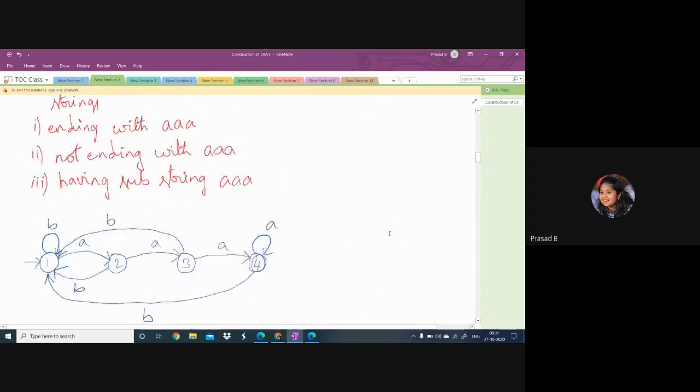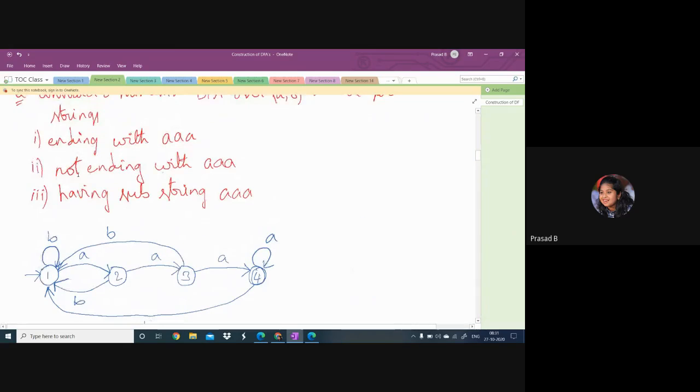Now, what is the difference between the first question and the second question? The first question is ending with aaa. So it is any combination of a and b, and if the last three symbols are a's, it will be accepted. In the first question, the language will have all the strings ending with three a's.